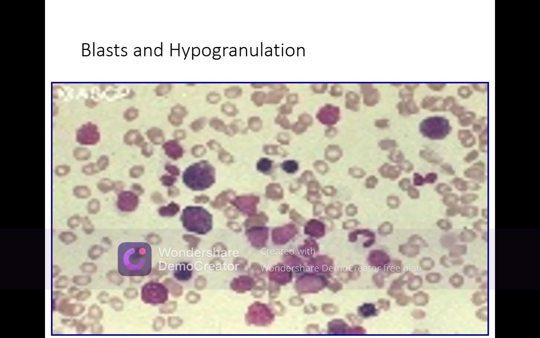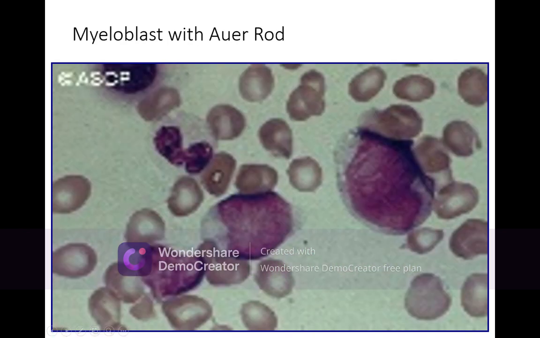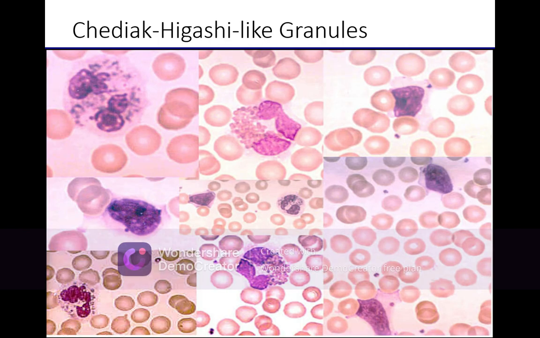Blast cells are seen with hypogranulation. The granules should be seen properly in the WBC, but they are not seen here in this condition. Myeloblasts with Auer rods. These are the Auer rods, this one. This is another accumulation of material which stains with Prussian blue, and it is very important as far as classifying leukemias is concerned. Chediak-Higashi-like granules are seen here, you see, this one, like this, granulation.